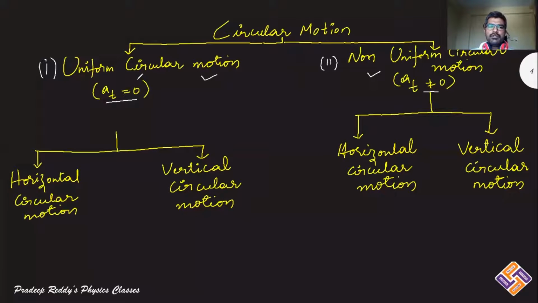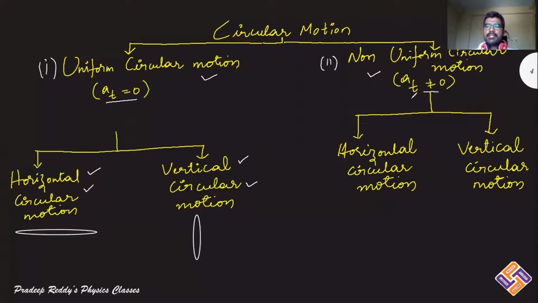In uniform circular motion, again we have two different types. One is horizontal circular motion, the other is vertical circular motion. Horizontal circular motion will be like this, which is in the horizontal. Vertical circular motion is motion in a circular path which is in the vertical. If the body is moving in a circular path like this, it is said to be vertical circular motion. If the body is moving in a horizontal circular path, it is said to be horizontal. So uniform circular motion can be either horizontal or vertical.